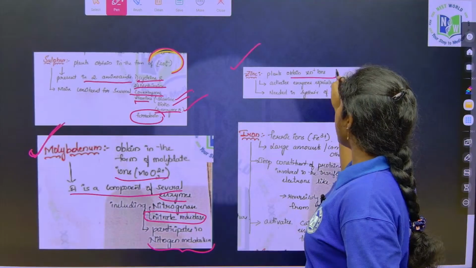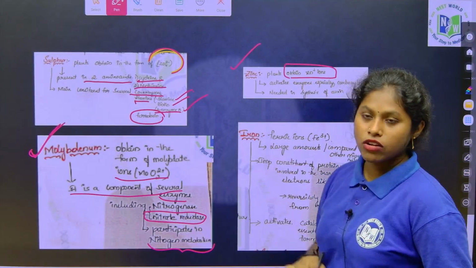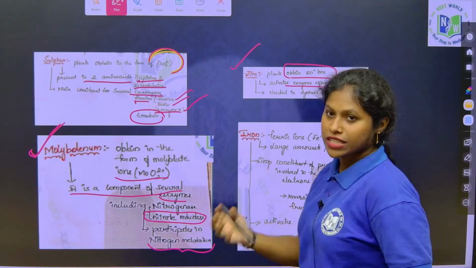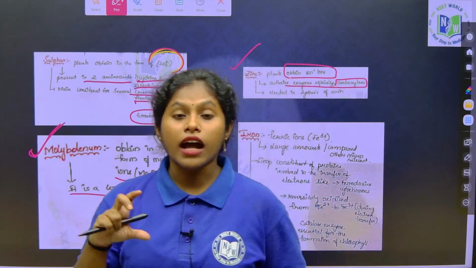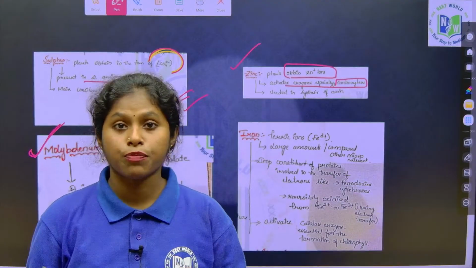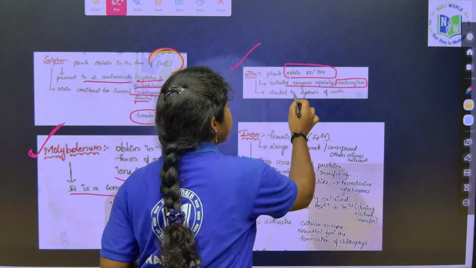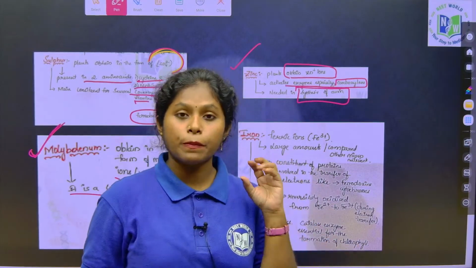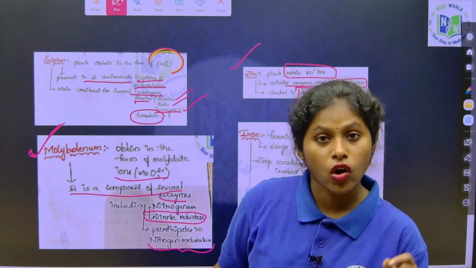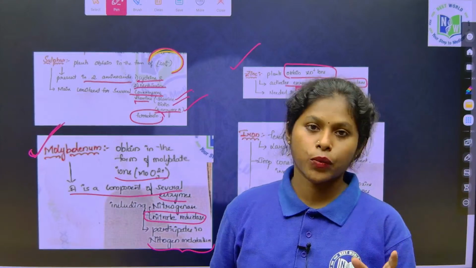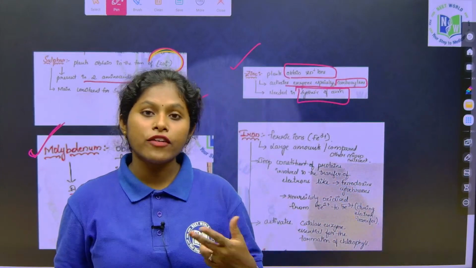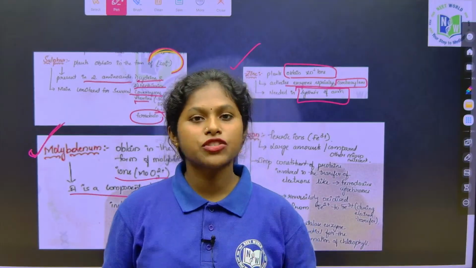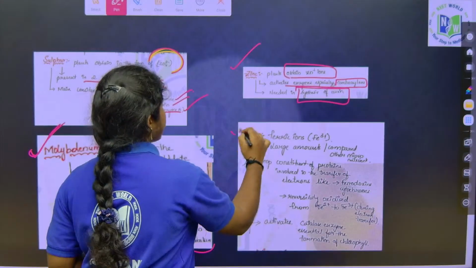Zinc is always present in the form of Zn2+ ions, and it activates many enzymes, especially carbonic anhydrase, and is also needed for synthesis of auxin. Zinc is also one of the main components required for the alcohol dehydrogenase enzyme activation. What is the cofactor required for alcohol dehydrogenase enzyme activation, students? That is zinc, right? Coming to iron.